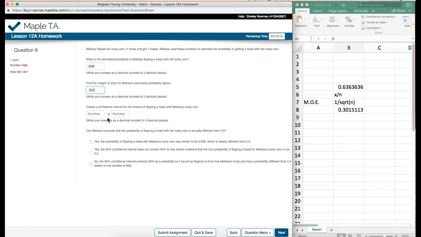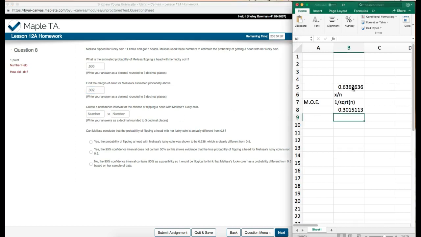Next, create a confidence interval for the chance of flipping a head with Melissa's lucky coin. So we're going to take our sample here, the probability, and then we add and subtract our margin of error because it gives us our wiggle room for our confidence interval. I'm going to go left to right, so we're going to go low to high. And because I have these here, I'm just going to calculate them in Excel. So we want the low, so we're going to subtract our margin of error for the low, and for the high part of the interval we're going to add our margin of error.